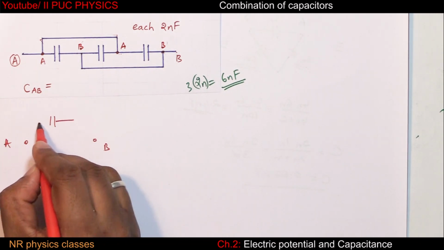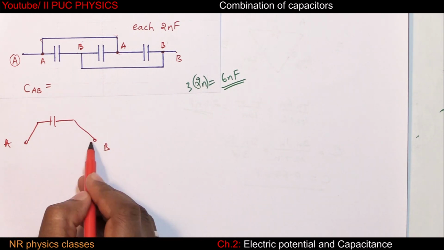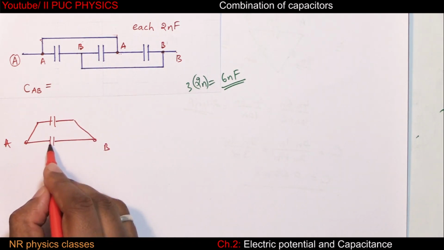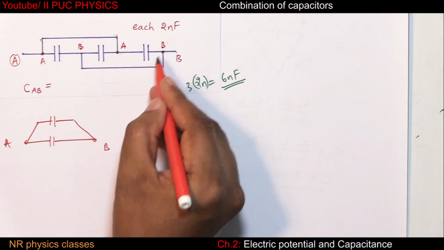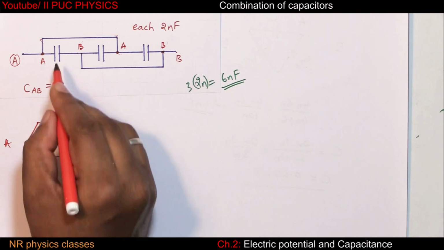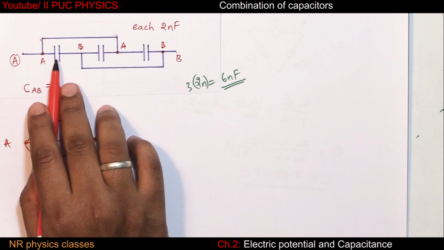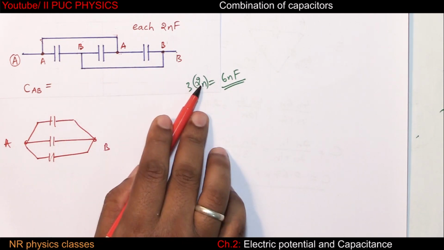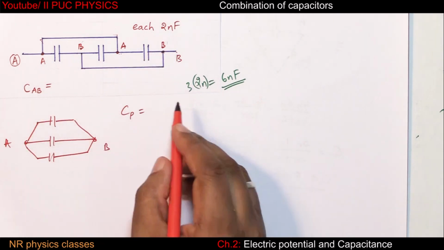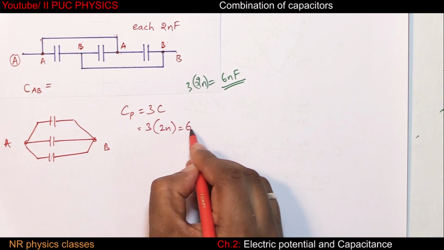This can be possible only when the capacitors are like this. See, the first one is between AB, the second is also between AB, the third is also between AB. So these three are in parallel. Next time when you see such a circuit, directly think that these three are in parallel and use the formula. So C parallel for identical capacitors is 3 times C, 3 times 2 nano equals 6 nanofarad.